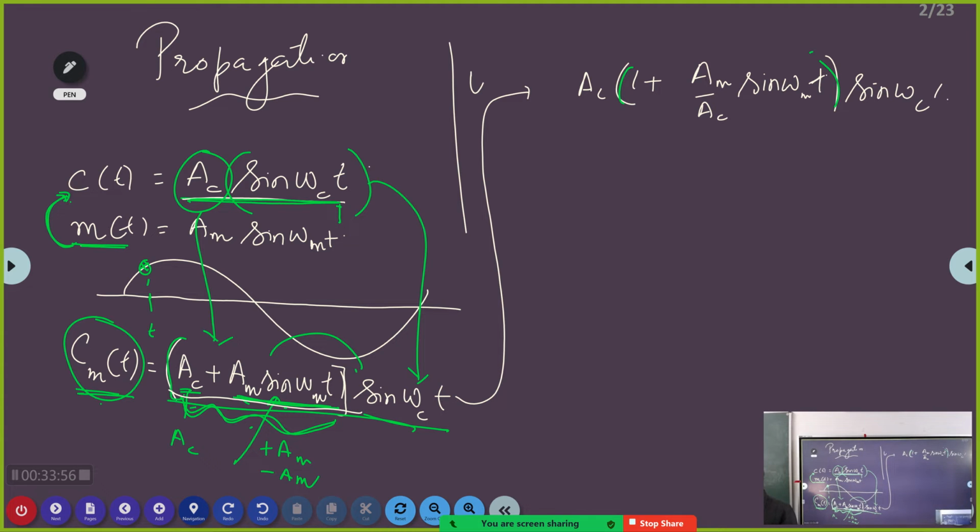Now further manipulation is done here. Note that the modulated signal now contains the message signal. This can also be seen in 15.3. Now open this bracket and you will get equation 15.4. Cm of t is equal to AC sin omega c t plus AM by AC. This ratio is written in the form of mu. It is called modulation index. You will understand the significance of that shortly. So mu AC sin omega m t into sin omega c t. Got it? 15.4.